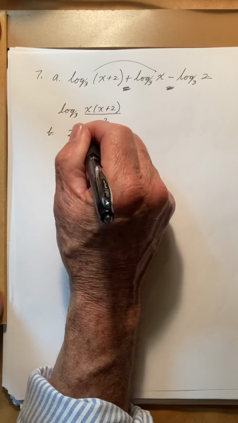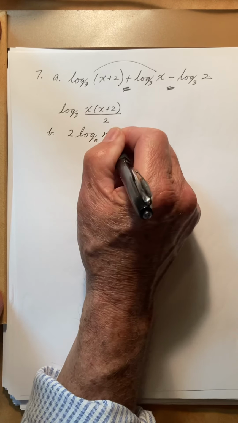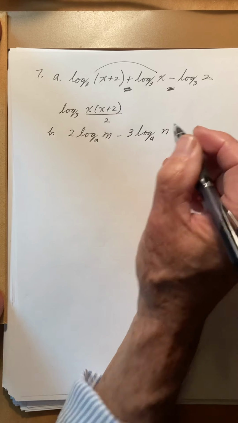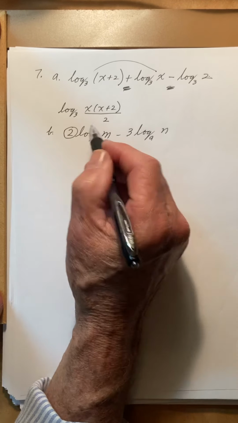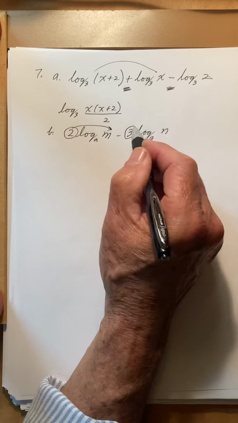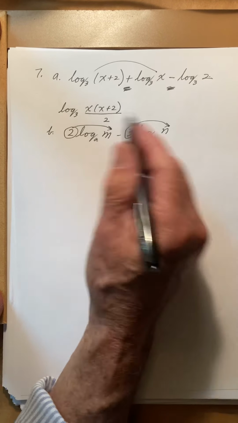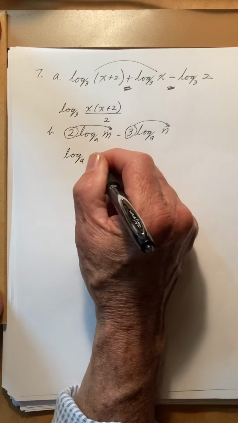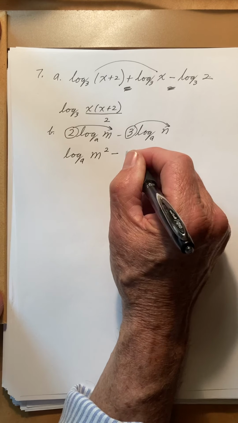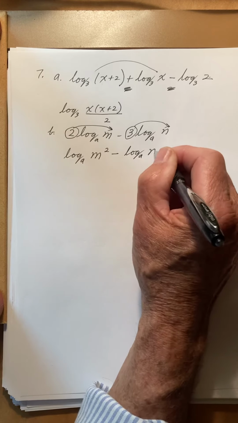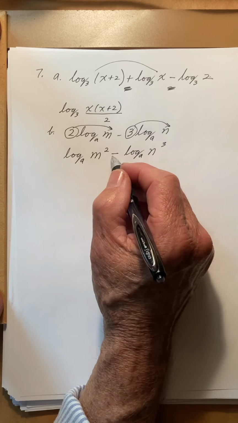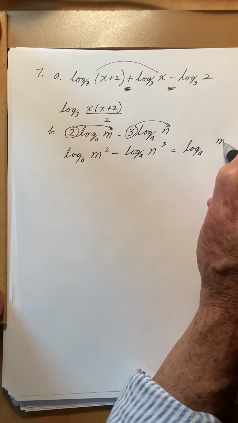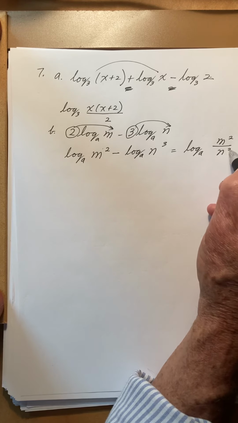All right, the second, 2 log base a of m minus 3 log base a of n. Okay, this 2 can be put here, this 3 can be put here. We're doing the reverse of what we did earlier, so that's the same as log base a of m squared minus log base a of n to the third. Since this is a minus, that becomes log base a of m squared over n cubed.